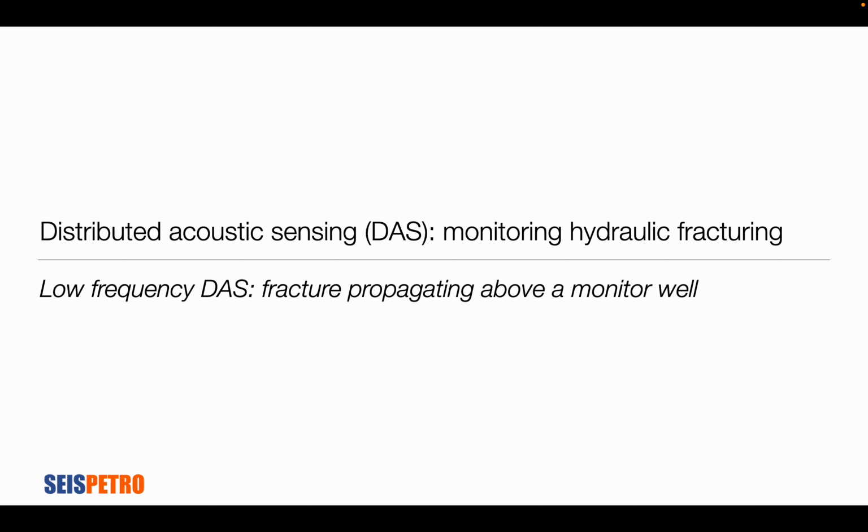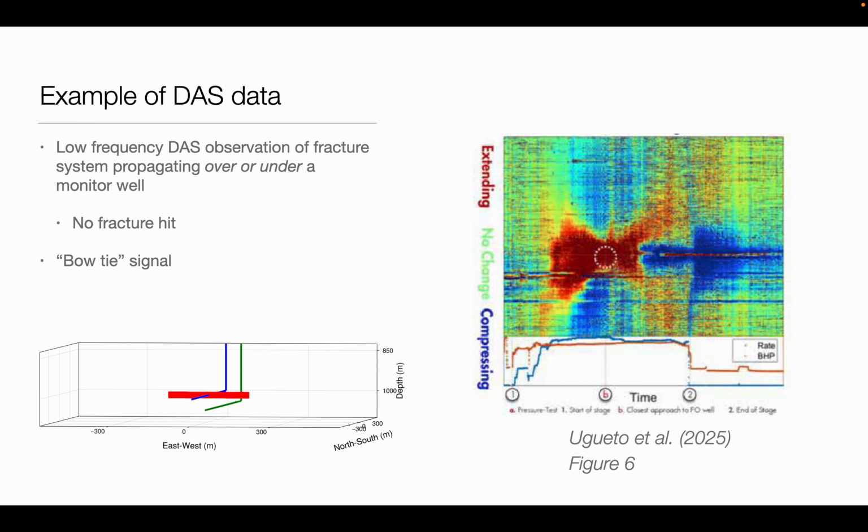The data examples also included fracture hits, where the fracture system intersects that monitor well, generating some very large and complicated signals in the DAS dataset. But many applications represent different geometries and different behavior. Here, I'm showing a data example from a recent publication with a catalog of many different datasets and model simulations. The link where you can find this paper will be included in the description of this video.